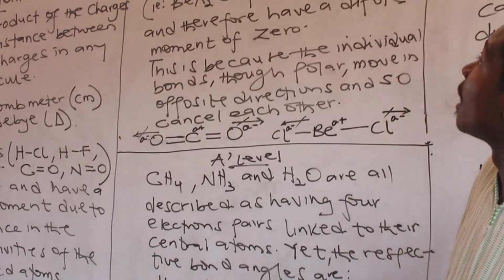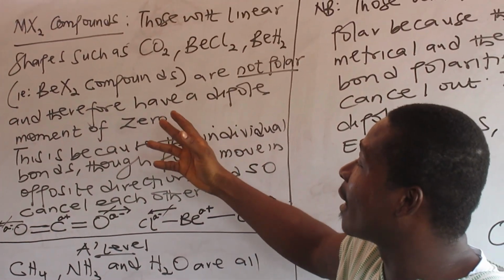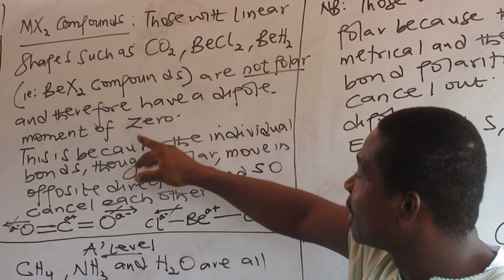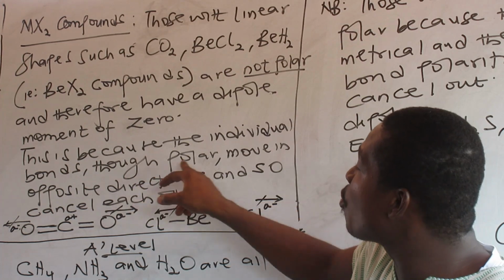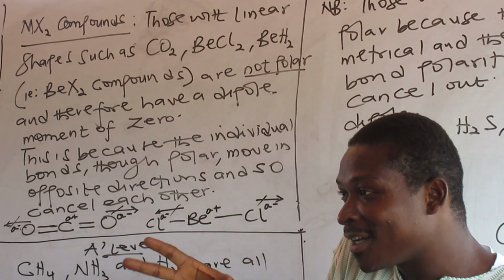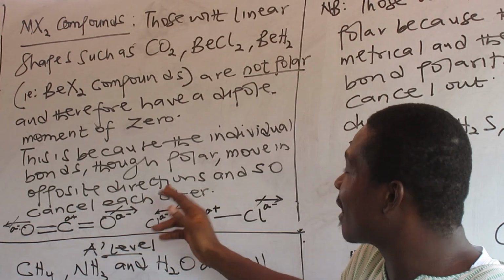Now those with linear shapes such as this are not polar. And why? They don't have any dipole moments. Even if the individual bonds are polar, yes, the bonds seem to be polarized. Oxygen, see, polar. Good. They move in opposite direction and so cancel out.